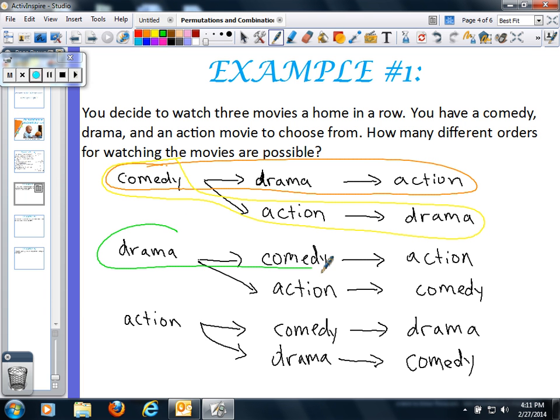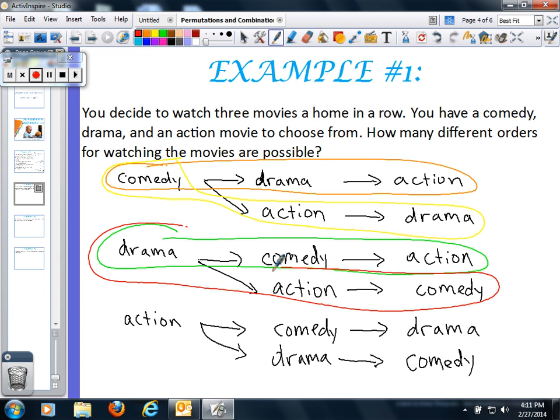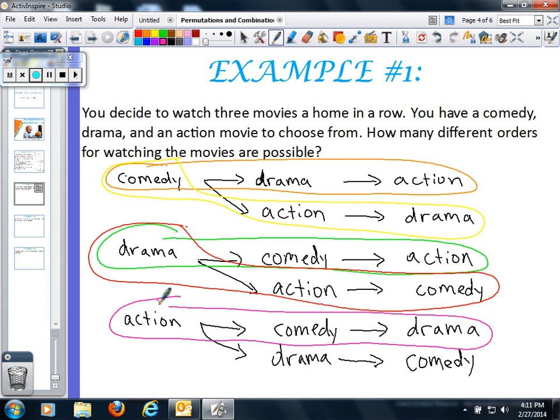Here would be number 3. And number 4 would be the red one. Number 5. And then the last one would be number 6, which would be here. Okay? So doing it this way, we can see that we have 6 different possibilities. Okay? Now, let's look at another example.